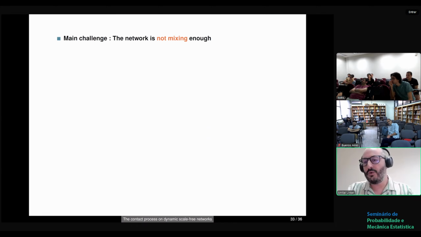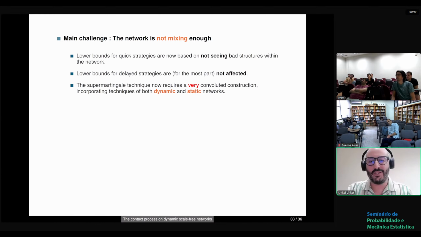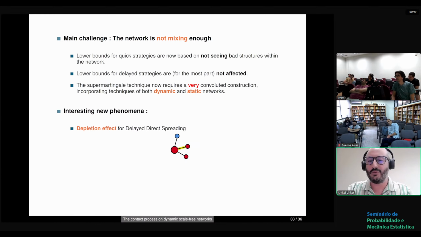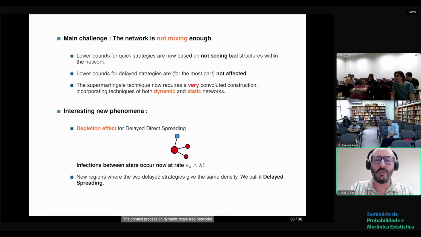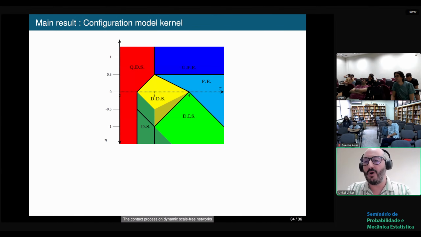Okay, I'm going to skip the main challenges. I'm really sorry, but I'm just going to say what the main results are. For the configuration model, now the full picture is this one. If you take eta above 0, then what you see is what I showed before in the previous picture. But now if you take eta smaller than 0, now you have this rich picture over here.